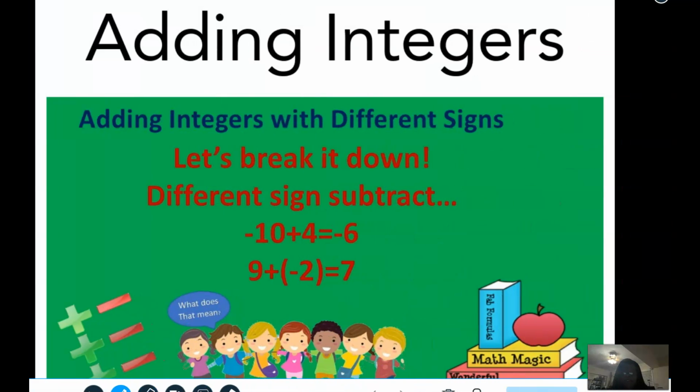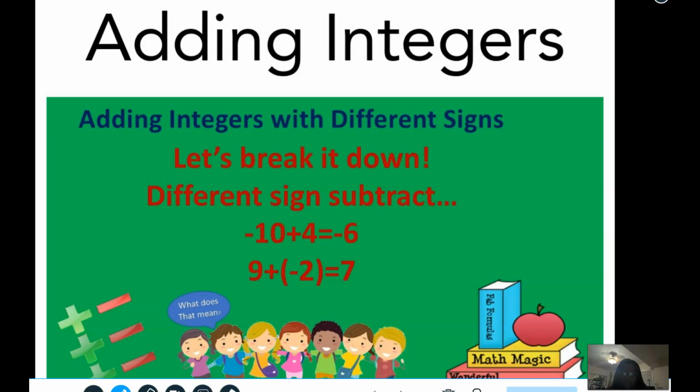Good job. All right, so now we'll go on to adding when the signs are different. That means one number is positive, one number is negative, or one number is negative and the other number is positive. So according to the rules of math and our song, different signs subtract.